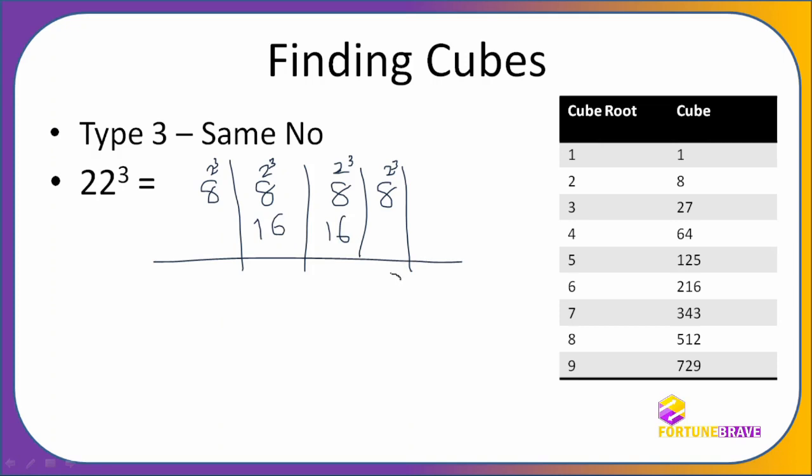Add them all. 8. 8 plus 16, 24. 8 plus 16 plus 2, 26. 8 plus 2 is 10. So 10, 6, 4, 8 is your 22 cube.